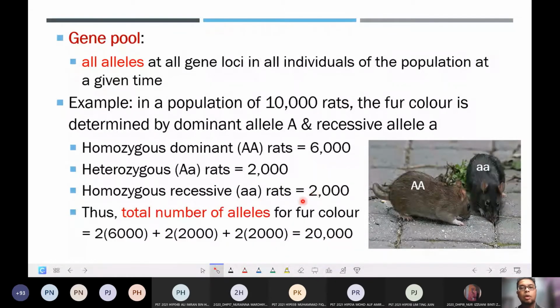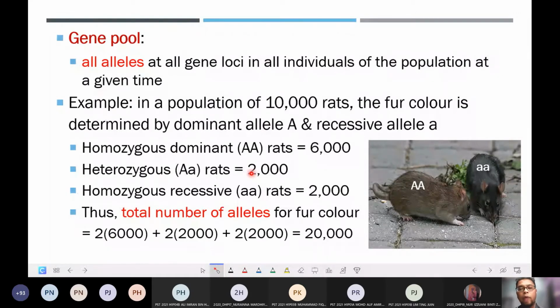Okay, and so every individual, remember, should have 2 alleles. So for example, these 6,000 homozygous dominant rats will be having 2 capital A alleles. So berapa jumlah allele bagi 6,000 ekor ni? 6,000 kali dengan 2, 6,000 darab 2. Okay, so we will be having this type of calculation lah. 6,000 times with 2. And the same goes for this 2,000 heterozygous rats.